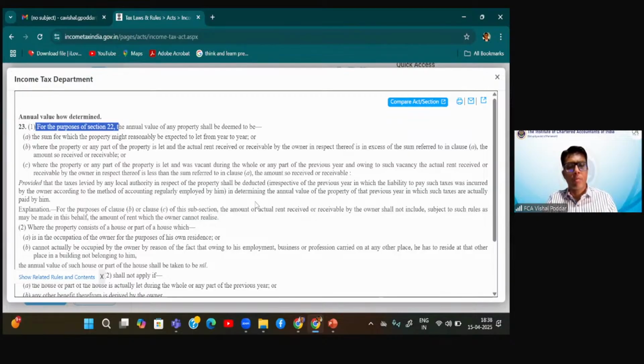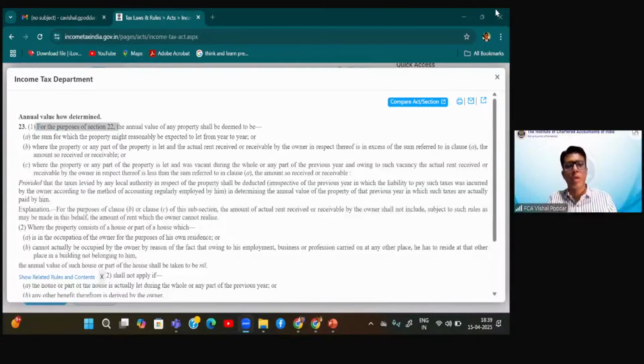So Pragya, I hope I'm able to answer the query which was put in the WhatsApp group. So whoever had put this query, they are able to get the answer for this.